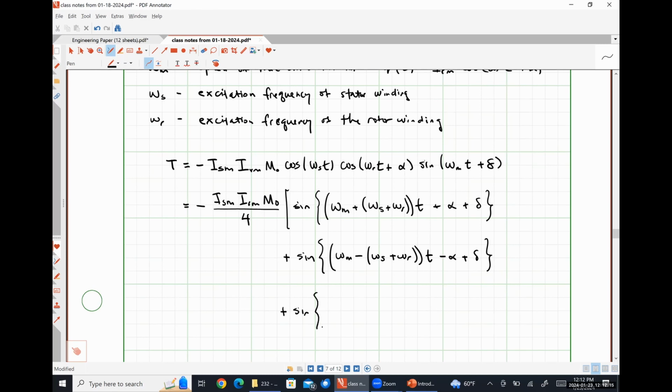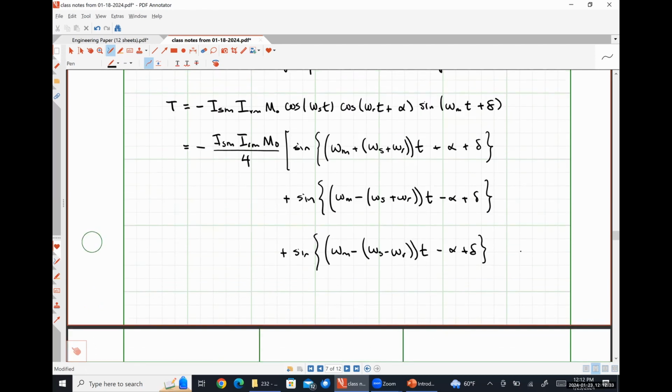plus the sine of omega M minus omega S minus omega R times time minus alpha plus delta, plus the sine of omega M minus omega S minus omega R times time plus alpha plus delta. And all four of those sine terms added together are multiplied by that constant term out in front.